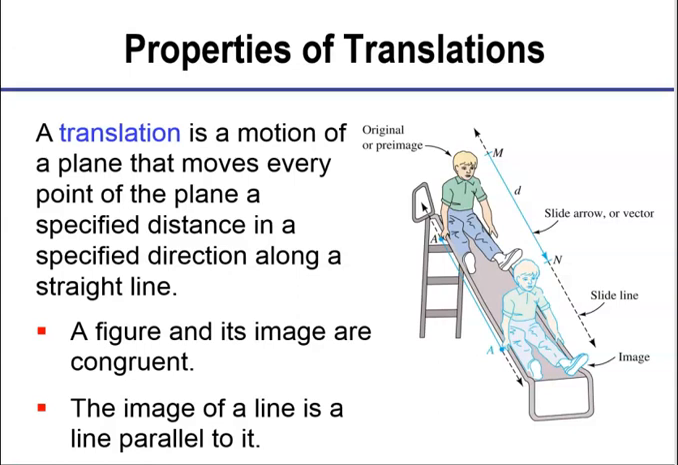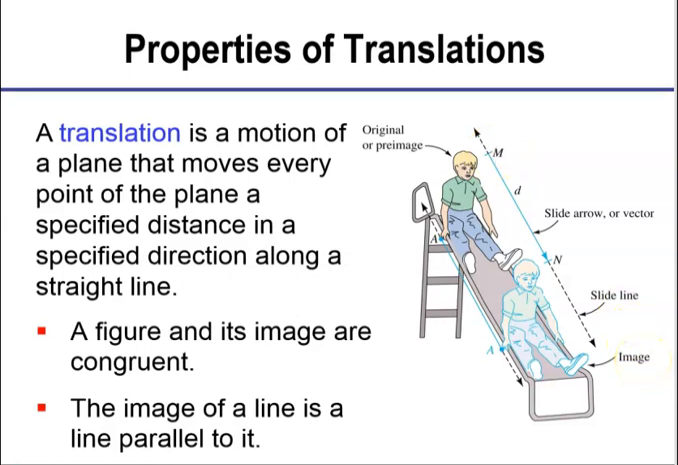A translation is a motion of a plane that moves every point of the plane a specified distance in a specified direction along a straight line. A figure and its image are congruent, and the image of a line is a line parallel to it. So notice what's happening. This is a great image of a child on a slide, and that's exactly what's happening here. So notice the notation.